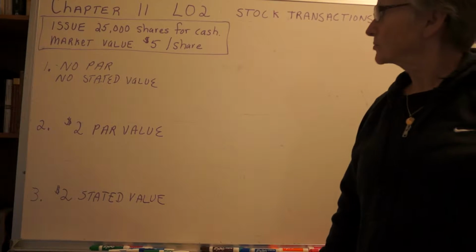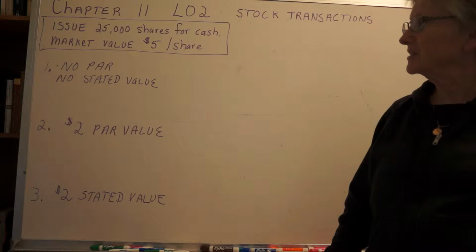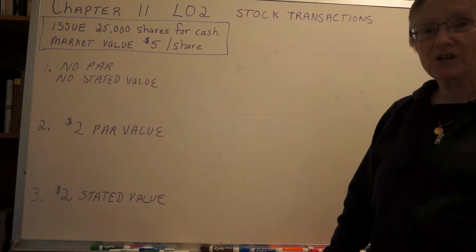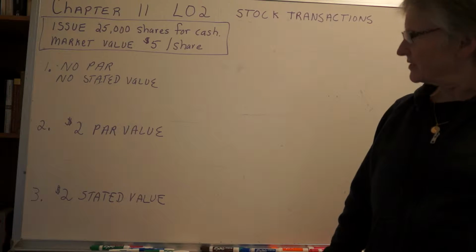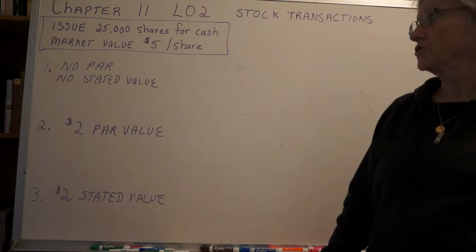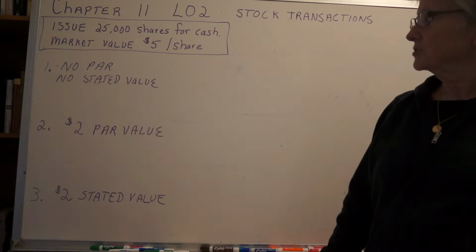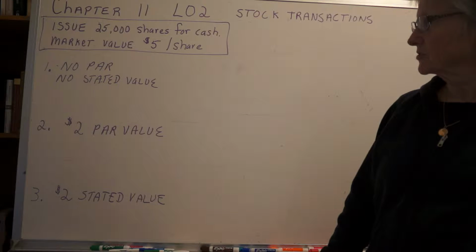So now we're in Chapter 11 and we get to issue some stock. I'm going to break this up into a few podcasts. This will be issuing stock for cash. The first situation is we're going to issue 25,000 shares of common stock for cash, when the market value per share of stock on the open market is $5 a share.